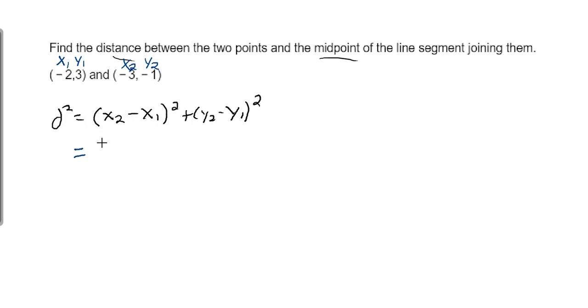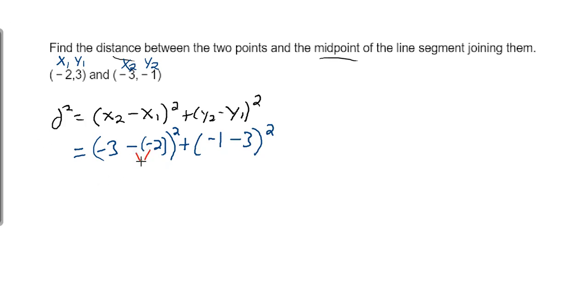So x2 is going to be -3 minus x1, which is -2. Be careful because you're going to get a double negative here. Minus sign from the formula, negative sign in the number. So we'll have to be careful when we simplify that. Plus, we'll take y2, which is -1, minus y1, which is 3, and then square that. So we just need to simplify here.